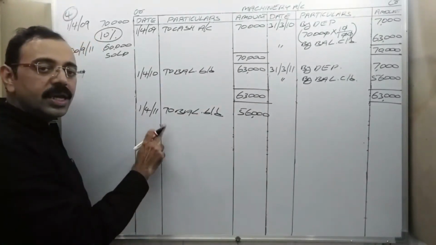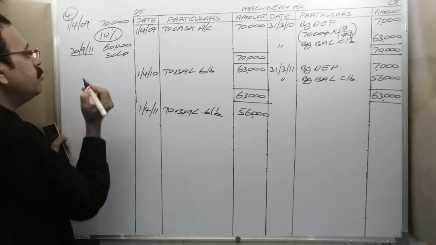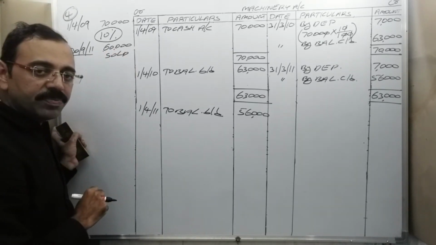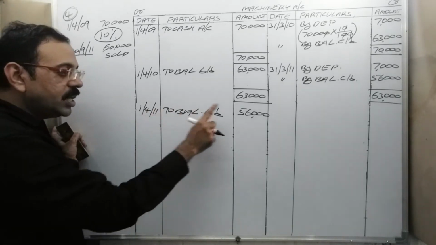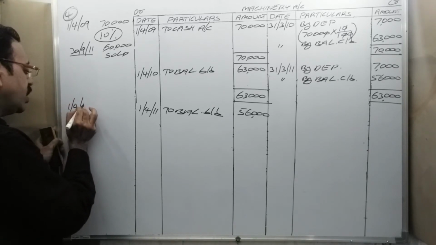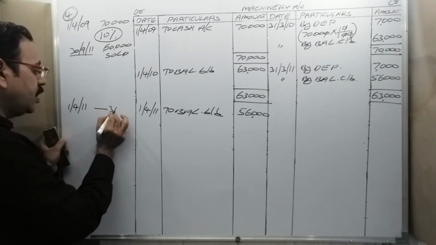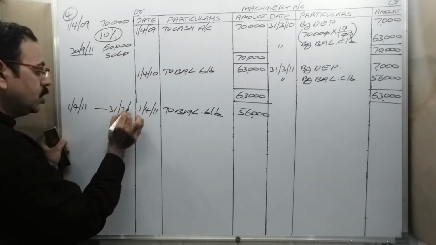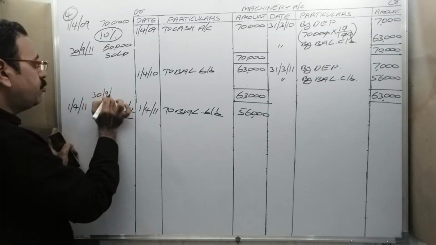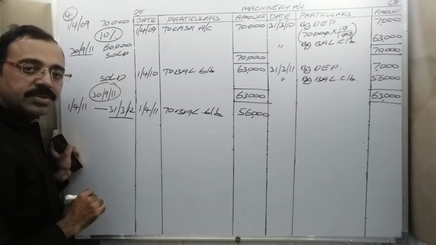Now, in the third year, there is a new point. What is that? On 30 September 2011, they sold that asset for 60,000 rupees. Okay. What is the last date of the third year? Let us see. If the starting date is 1st April 2011, then the last date will be 31st March 2012. On 30 September 2011, we sold that asset.